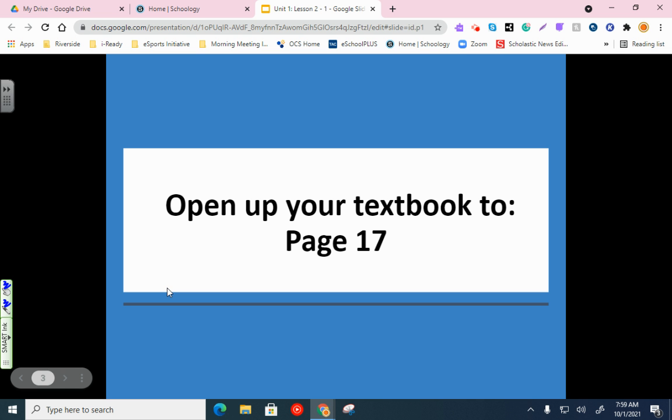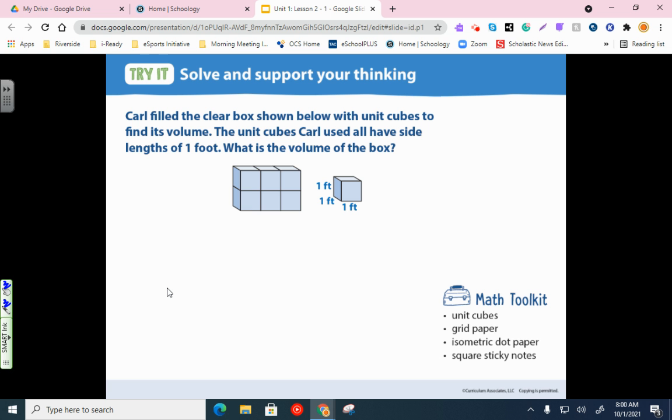All right, let's look at page 17. And again, these notes are pretty short, so this one won't take too long. All right, so Carl filled a clear box shown below with unit cubes to find its volume. The unit cubes Carl used all have side lengths of 1 foot. That's really important. Got to pay attention to that. So now it does matter. So we're talking about feet. What's the volume of the box?